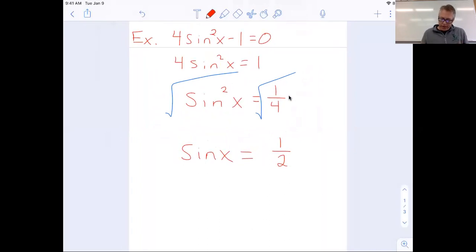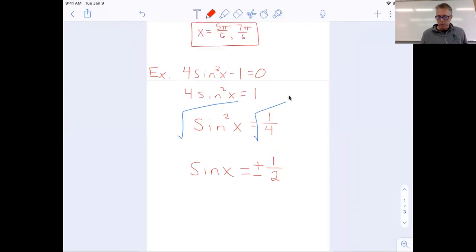And don't forget this part. Okay, so if you're looking down at your papers, look up at the screen. When you take the square root of both sides, you have to remember it is plus or minus. So we have sine of x is equal to plus or minus 1/2. So that means we now have to find the angles where the sine is equal to positive 1/2 or negative 1/2.